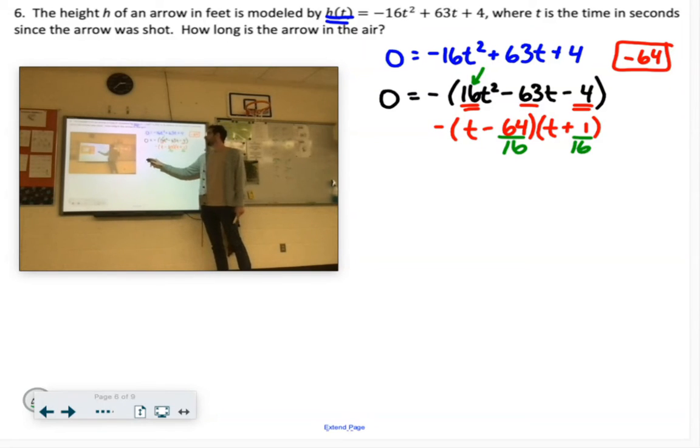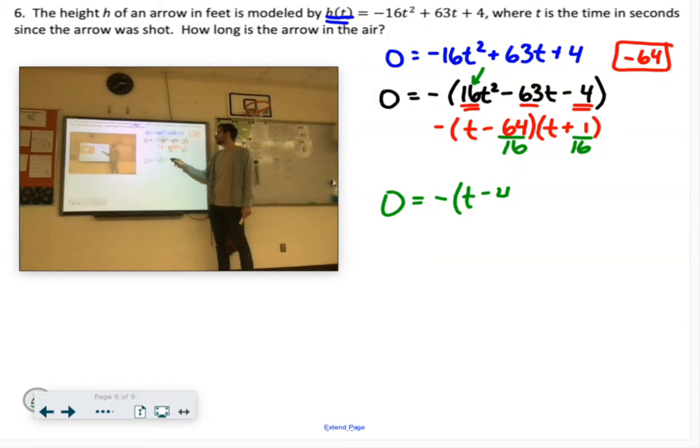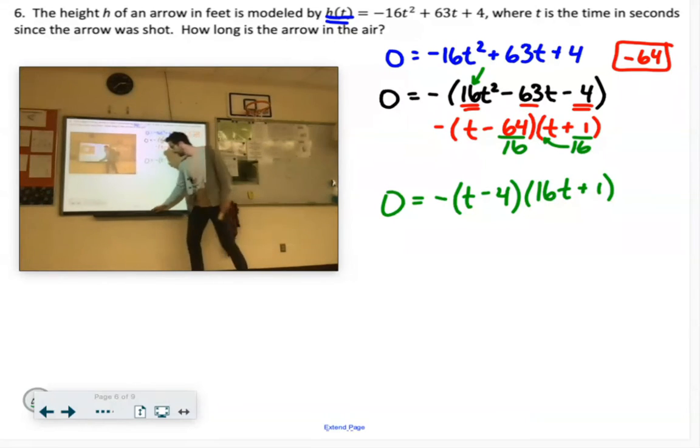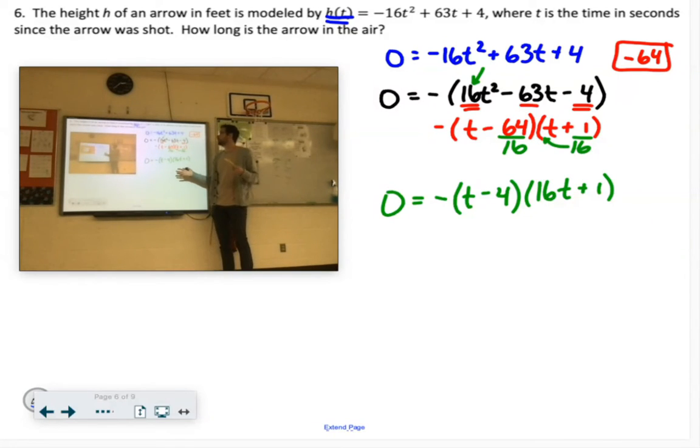So if we clean some stuff up here, we got the negative outside. 64 divided by 16 is 4. And then here we would scooch to the front, make it 16t plus 1. Now remember, each part of this gets its own equation. The negative out in front doesn't even matter. You can divide both sides by negative 1. 0 divided by negative 1 is still 0. So we would just set up t minus 4 equals 0, and 16t plus 1 equals 0.